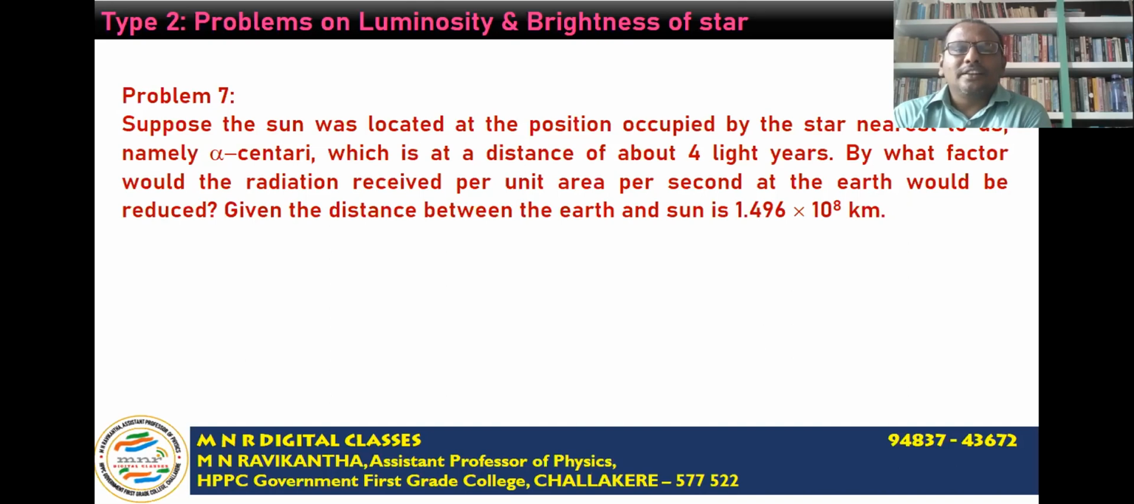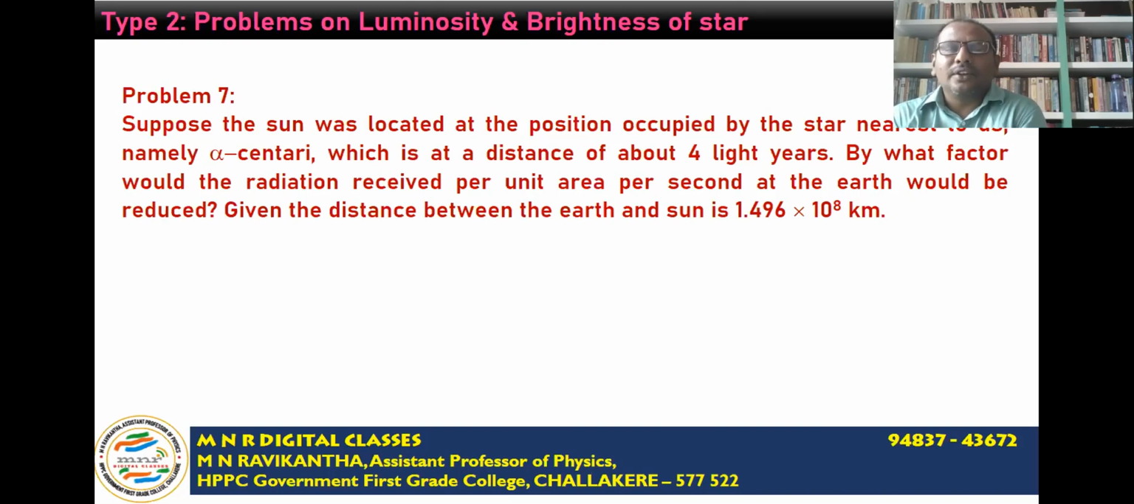Now, in this problem, it is given that the position of the sun is shifted to the position of the nearest star called Alpha Centauri, which is at a distance of about 4 light years. Then by what factor is the radiation received per unit area per second reduced? You know that this term gives us the brightness of the star. So we have to find by what factor the brightness of the sun gets reduced.